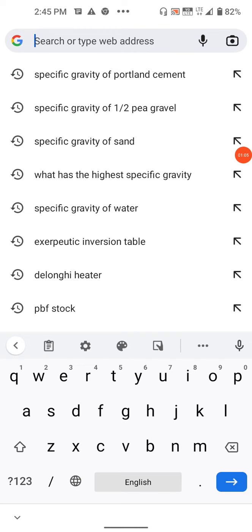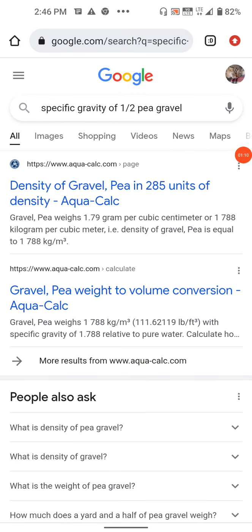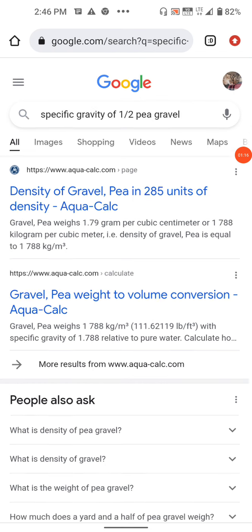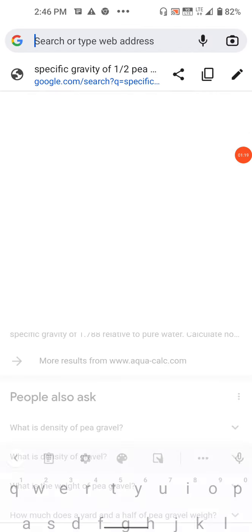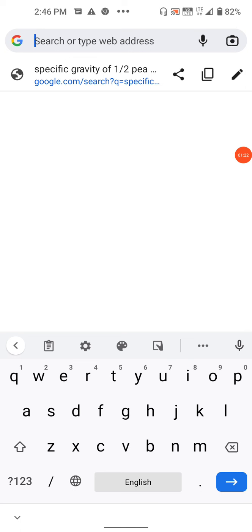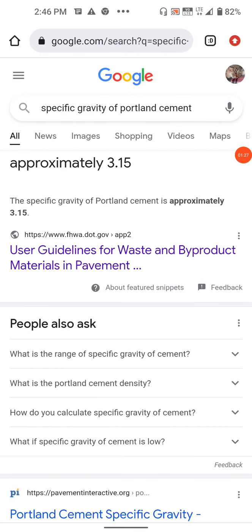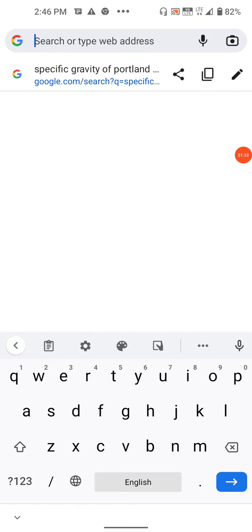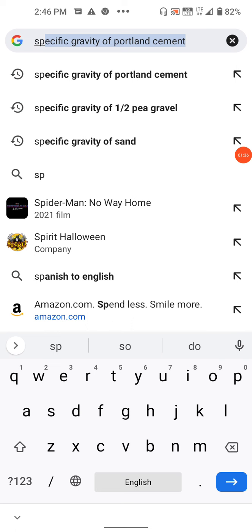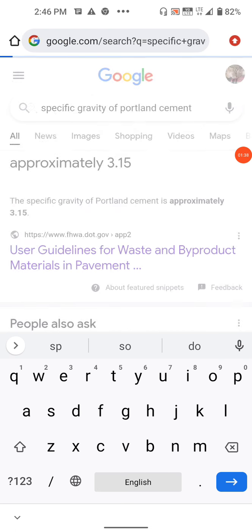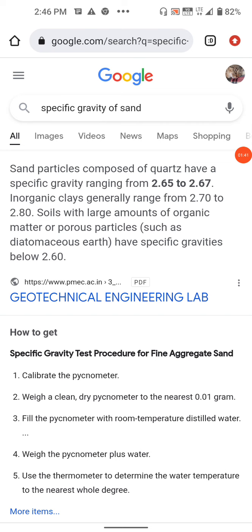Okay. What's the specific gravity of half-inch pea gravel? Okay, so it turns out pea gravel weighs more than water. Okay, got it. Check. Okay, what is the specific gravity of Portland cement? Portland cement, 3.15. Okay, so it's heavier than water. So the specific gravity of sand: 2.65 and 2.67. Okay. All right.